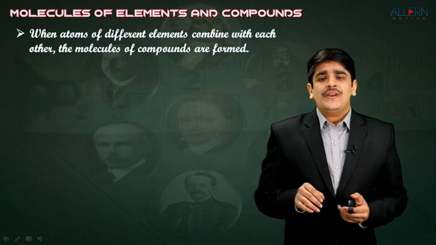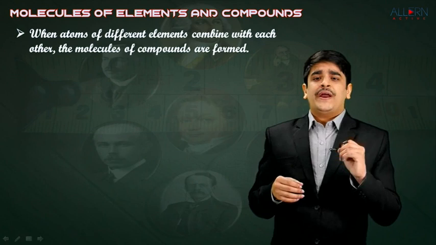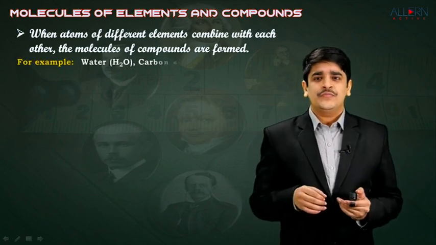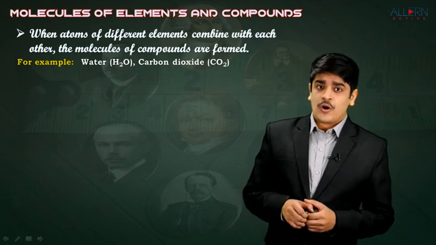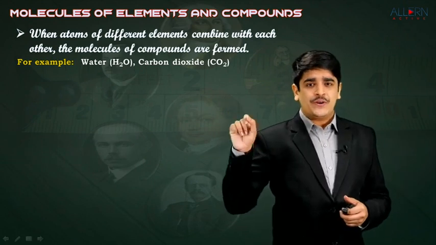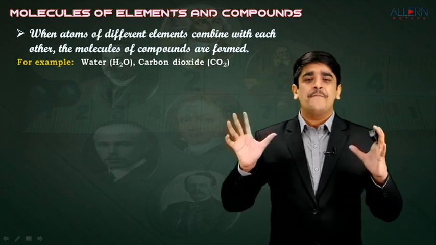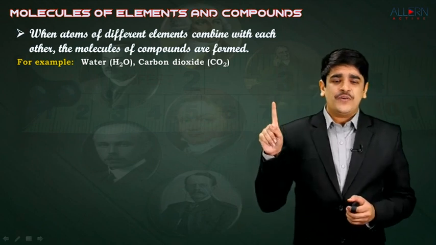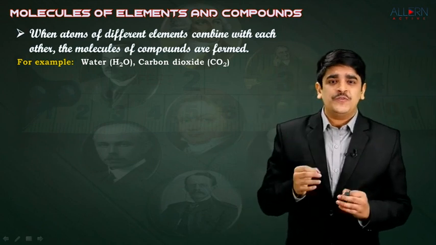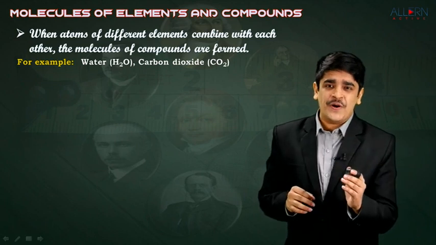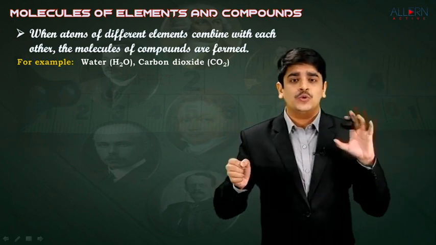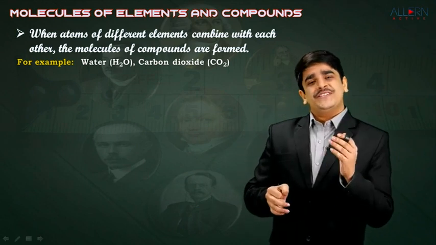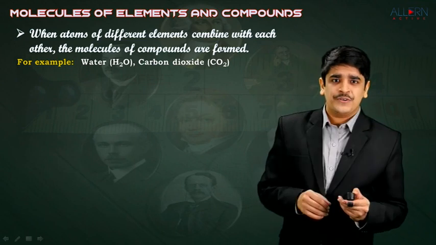Okay. Now when atoms of different elements combine with each other, the molecules of compounds are formed. Very evident. Let's have a look. For example, we have water given by the formula H2O. Two atoms of hydrogen and one atom of oxygen combine to give you a single molecule of water. Carbon dioxide, CO2: a single atom of carbon and two atoms of oxygen give you a single molecule of carbon dioxide. So here we have hydrogen and oxygen, carbon and oxygen, two different elements combining together to give you a single molecule of that compound.